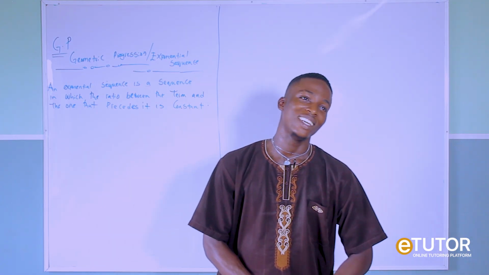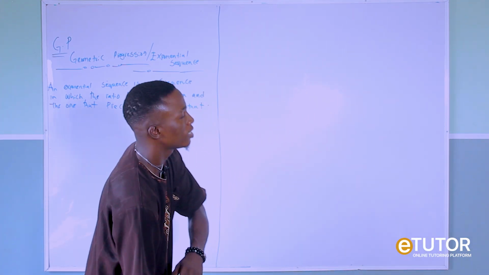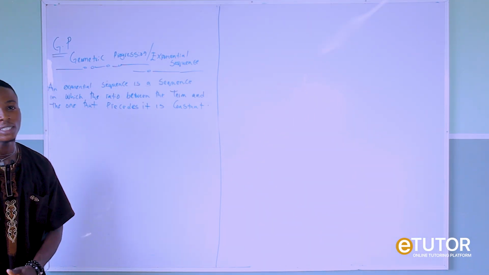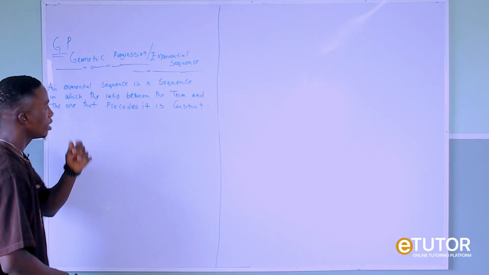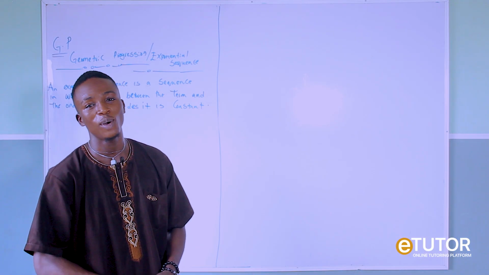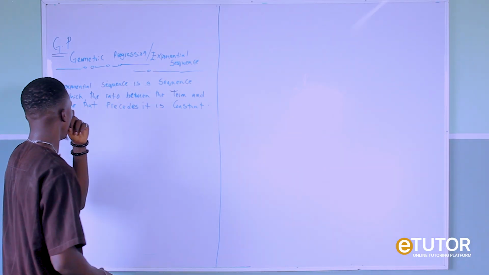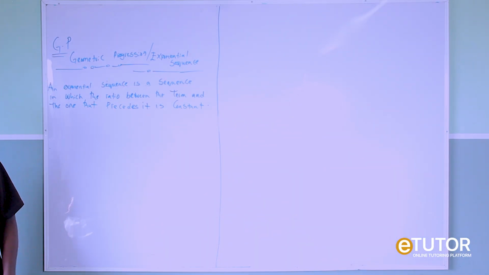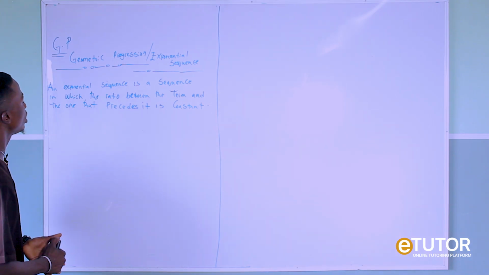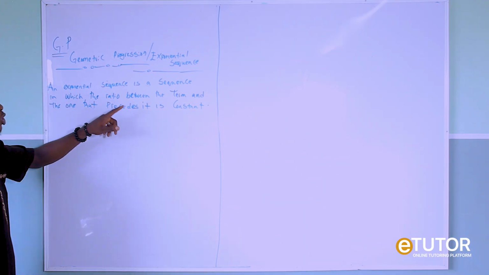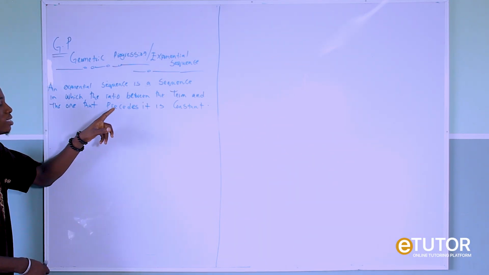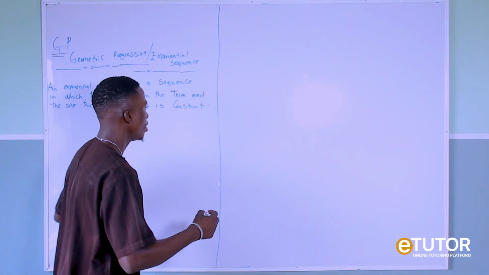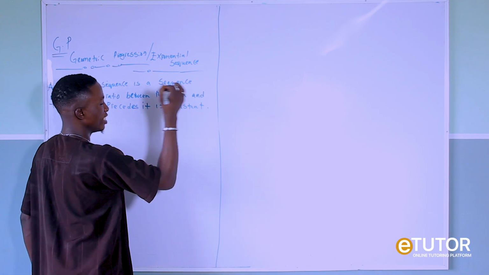All right, so the next subtopic is GP. Now, GP stands for geometric progression. It is otherwise known as exponential sequence. Now, what exactly is an exponential sequence? An exponential sequence is a sequence in which the ratio between a term and the one that precedes it is constant. Now, I know this is a lot of words, it will make sense in a minute.